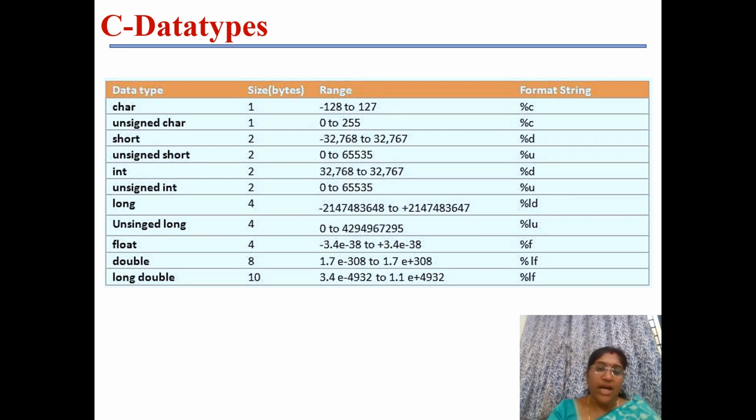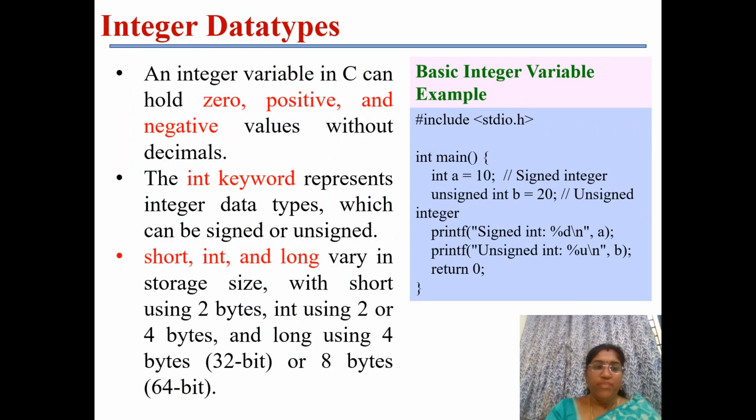Floating point types are float, double and long double. Float is 4 bytes, with lower precision. Double is 8 bytes, with higher precision. Long double is 10 bytes, with even higher precision. The next one is the integer data type. An integer variable in C can hold 0, positive and negative values without decimals. The int keyword represents the integer data type, which can be signed or unsigned.